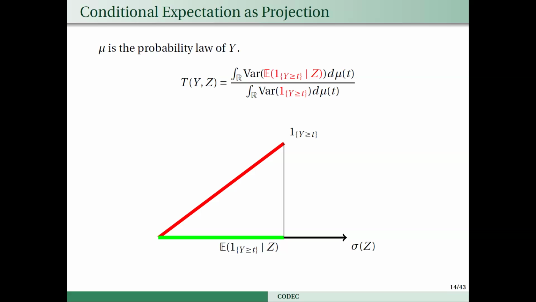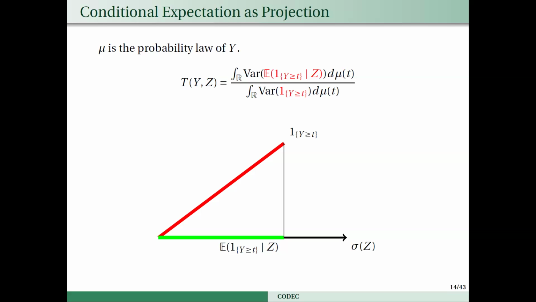Imagine that we are in the situation that y is fully a function of z. What does it mean? It means that y lives in the sigma algebra generated by z, on the horizontal axis. So conditional expectation, projection, doesn't do anything to it. The red vector is already on the horizontal axis. By projecting it, I do not change it at all. It keeps its length. The numerator and denominator will be equal.